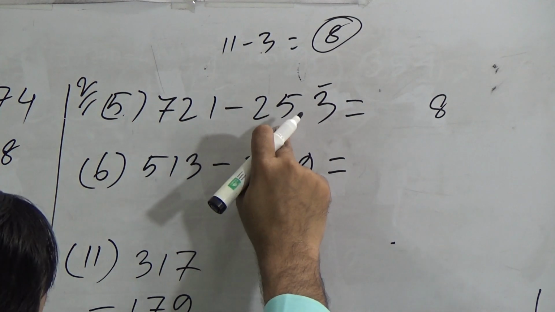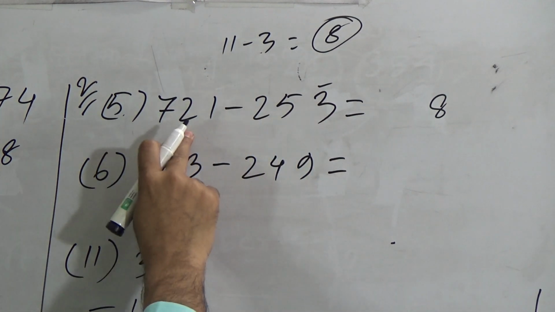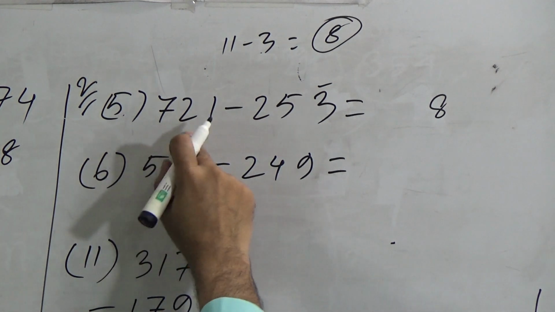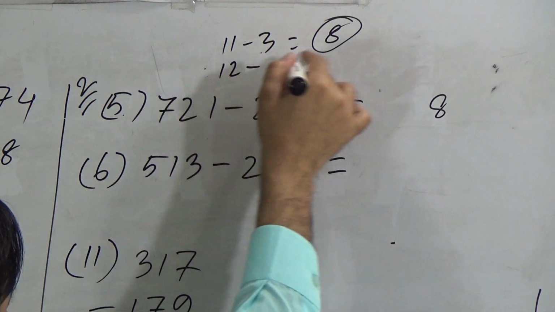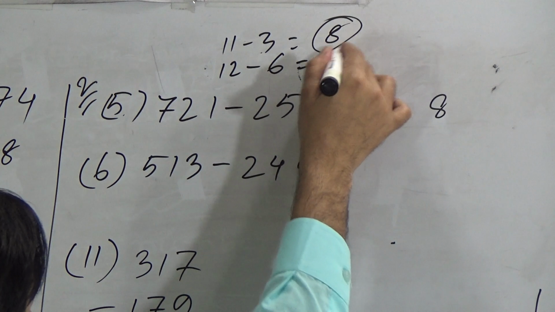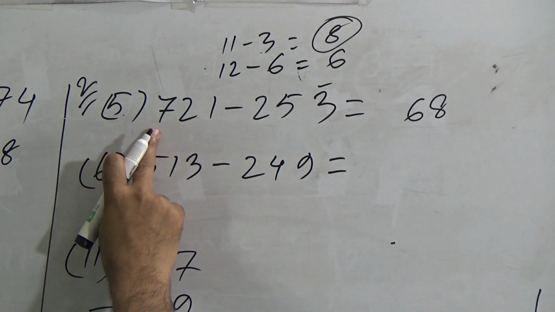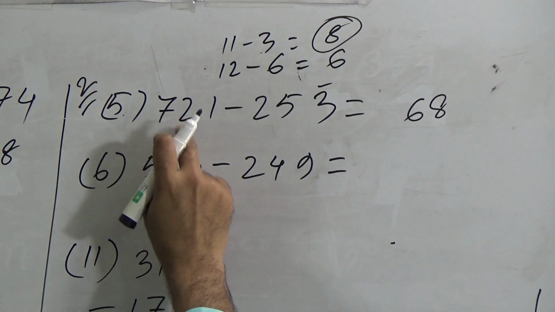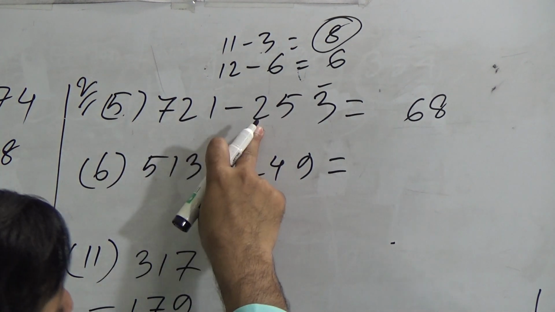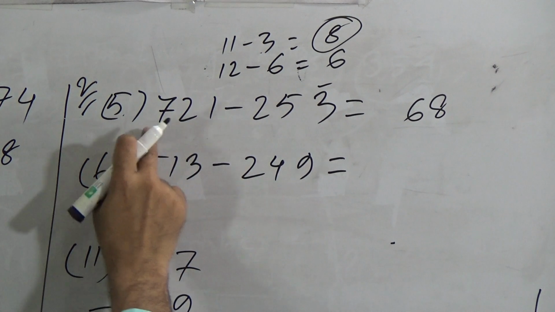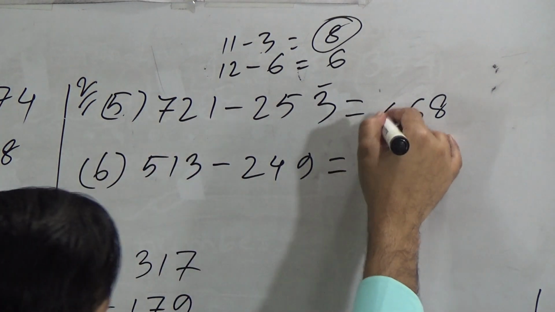This will be 6. We have to subtract from 2, but 2 is smaller than 6, so we have to consider 1. This will be 12. So subtract 6 from 12, we will get 6. So we can write here 6. Now this is 7, and as we have taken here 1, we have to consider that with 2. So this will be 3. Subtract 3 from 7, you will get 4.